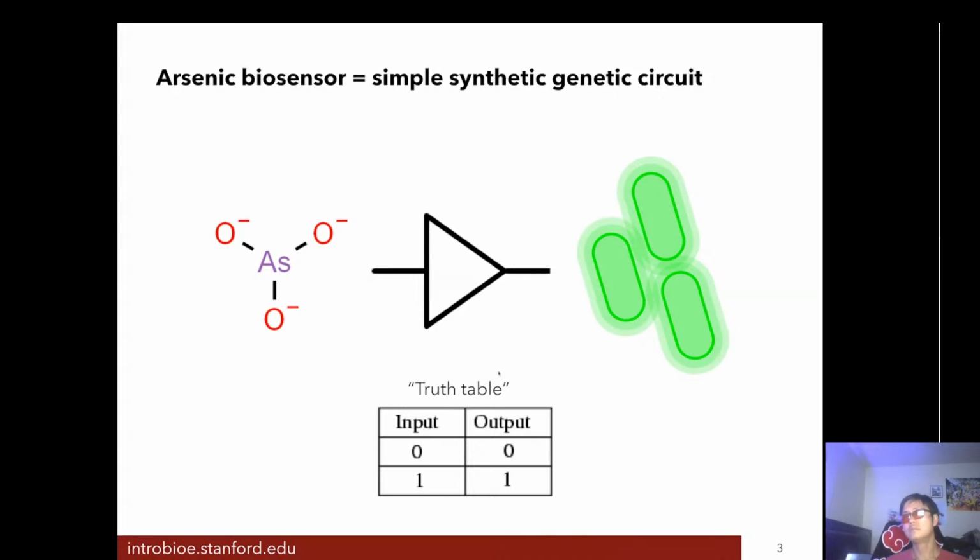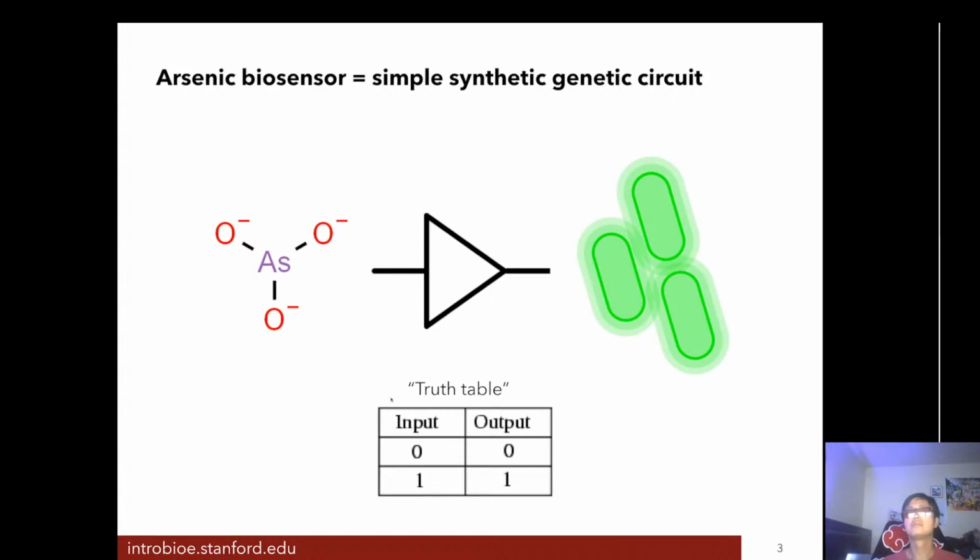Truth tables are ways of demonstrating or showing the activity of a synthetic genetic circuit that does logic computation. I'm going to walk you through this truth table because we're going to show a bunch of these in this presentation, and I want you to be comfortable looking at truth tables and familiar with what it is they're trying to tell you. So this truth table again describes the activity of a buffer gate.